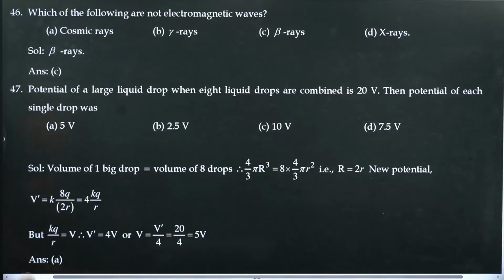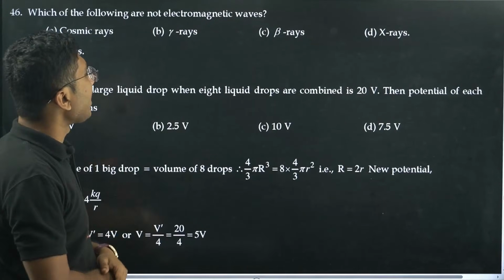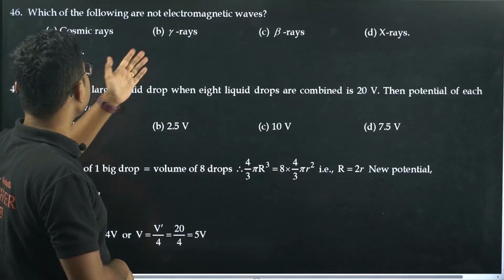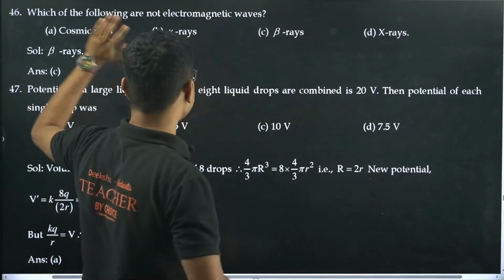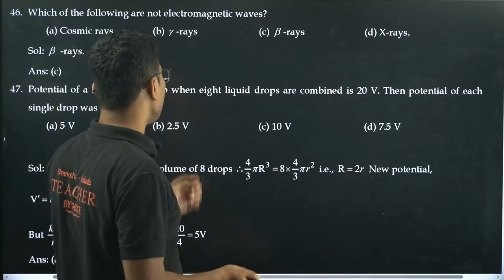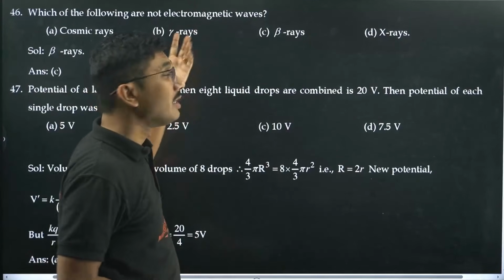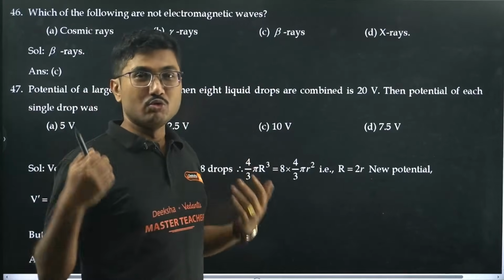Now let's move on to question number 46. Which of the following are not electromagnetic waves? Cosmic rays, gamma rays, beta rays, X-rays. Cosmic rays are a mixture of electromagnetic and particle motion. Gamma rays are obviously part of the electromagnetic spectrum. Beta rays are actually moving electrons.